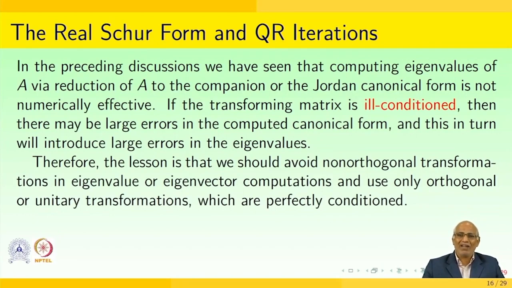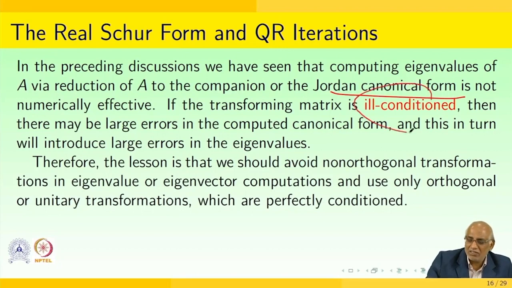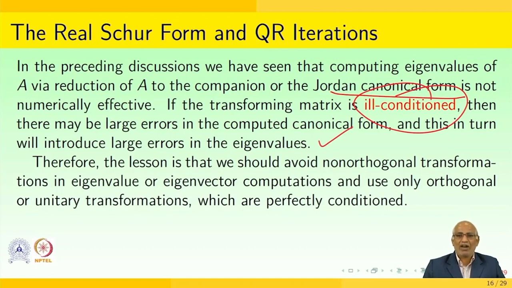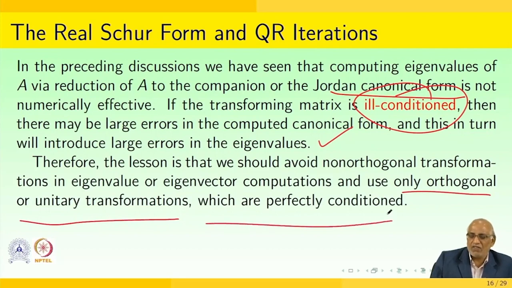in order to determine the ill-conditionedness. In the preceding discussion, we have seen that computing eigenvalues of a matrix A using the reduction of A to the companion matrix or the Jordan canonical form is not numerically an effective procedure as we spoke. If the transforming matrix is ill-conditioned, then there may be large errors in the computed canonical form and this in turn will introduce large errors in the eigenvalues. Therefore, the lesson is that we should avoid non-orthogonal transformation in eigenvalue or eigenvector computations and use only orthogonal or unitary transformations which are perfectly conditioned.